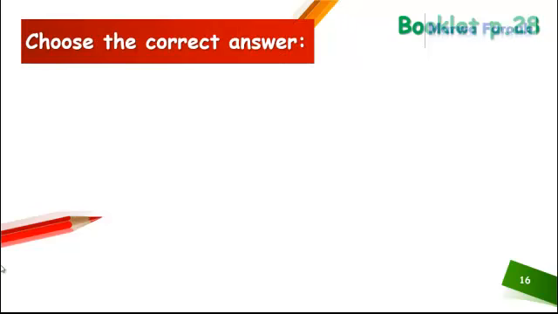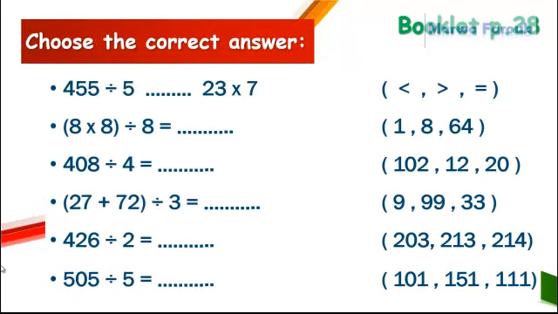Okay, welcome back. Let's move to booklet page 28. We will take a general revision on Unit 1. Let's start with the first question. It was choose the correct answer. Here we have the first exercise: 455 divided by 5 on one side, and on the other side we have 23 times 7, and we want to know which side is greater.